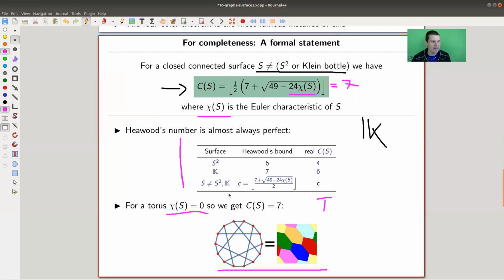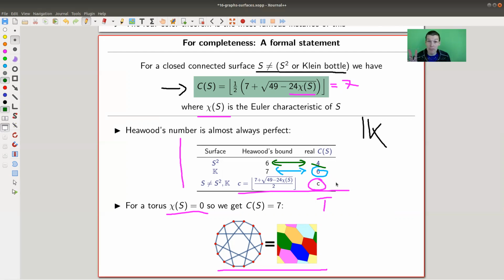So here it is. For any surface except those two, the formula is always optimal. Turns out that for the Klein bottle, it's not quite optimal. And for the plane, it's even worse. It gives 6, but the real value is 4. But anyway, this is impressive.